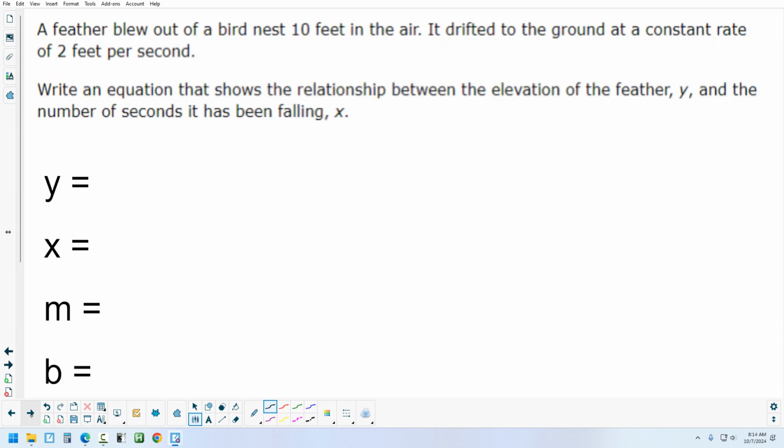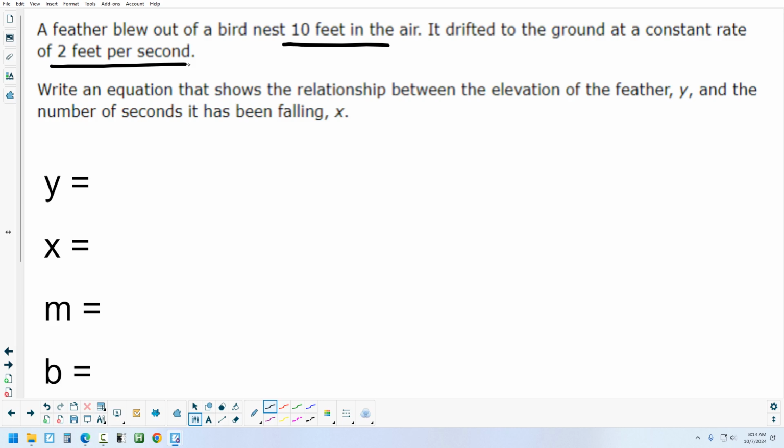All right, let's look at this one. So it says a feather blew out of a nest that was 10 feet in the air. Okay, so we know this 10 is going to be something. It's either going to be something that's happening over and over, or it's going to be like a one-time value. And it says the feather drifted to the ground at a rate of 2 feet per second. Okay, write an equation that represents that situation.